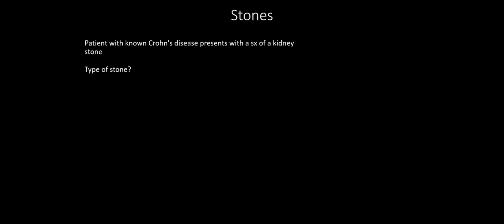Sounds good. So moving on to stones. So specific case here, patient with known Crohn's disease presents with symptoms of kidney stone. So colicky flank pain, maybe radiating into the groin, maybe some gross hematuria. What kind of stone are you suspecting, Mike? Usually, calcium oxalate. Yeah, so I cannot emphasize enough how high yield the pathophysiology really is here.